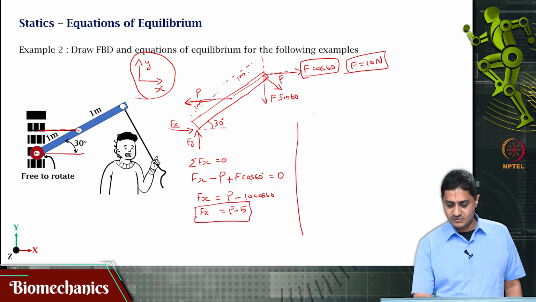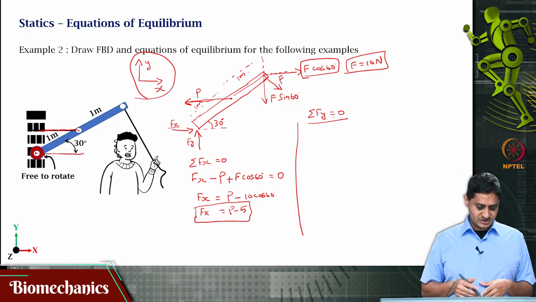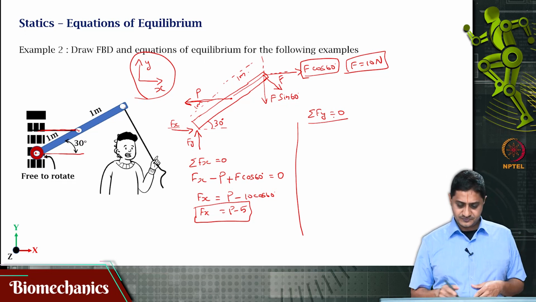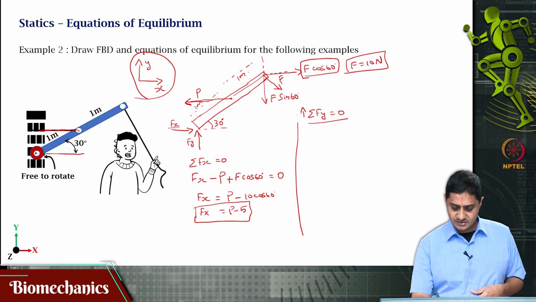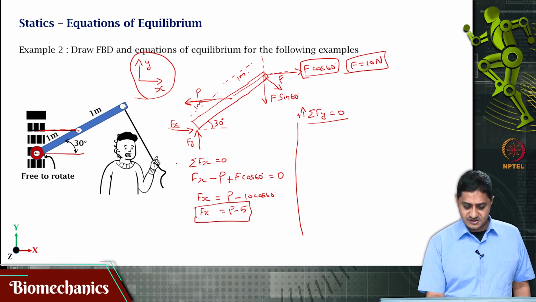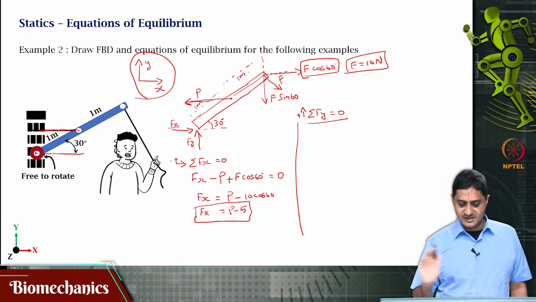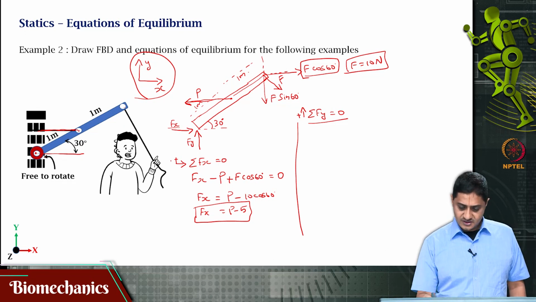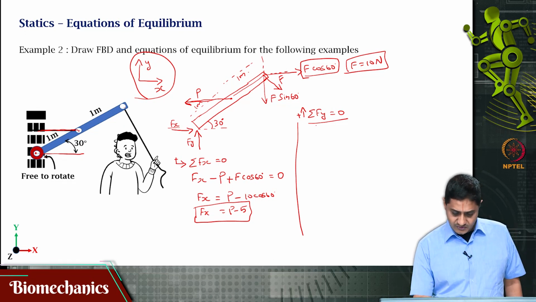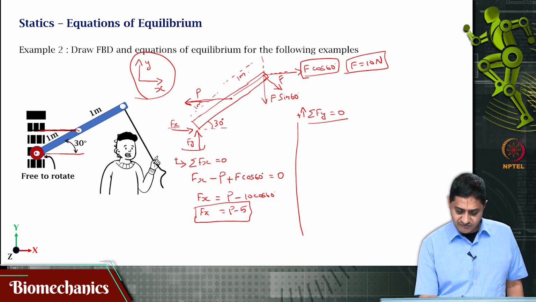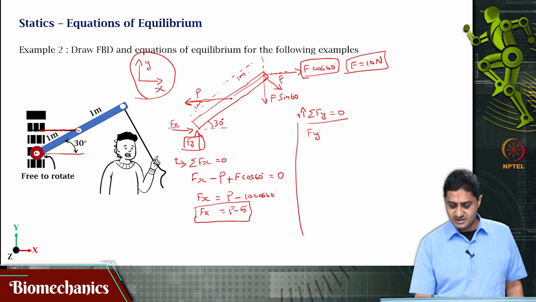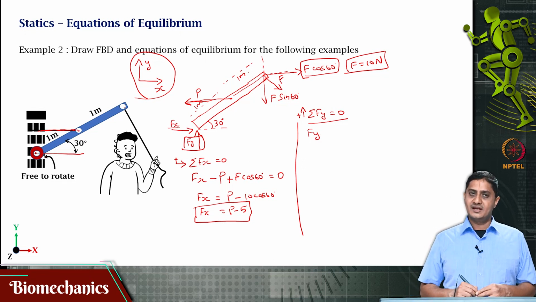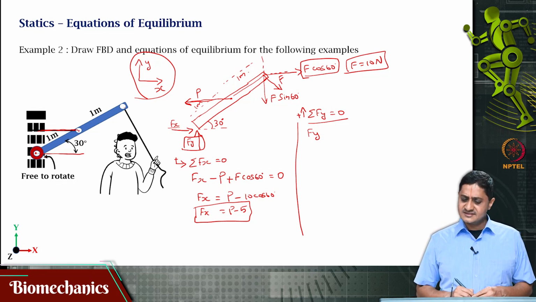Still have to write one more equation of static equilibrium, which is sigma Fy equal to 0. What are all the forces that are in the y direction? I can say that is in the upward is considered positive, Fx the right side is considered positive, and so I am writing this like that. What are all the forces? There is this Fy here. Okay. Is it in the positive y direction? The answer is yes, Fy.